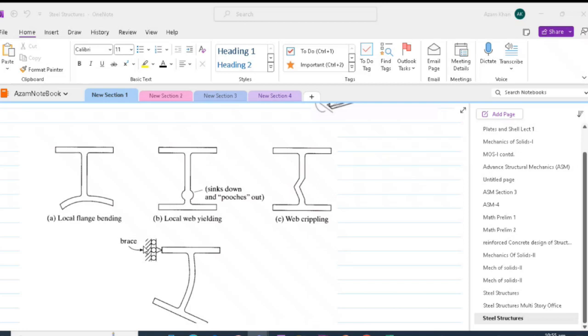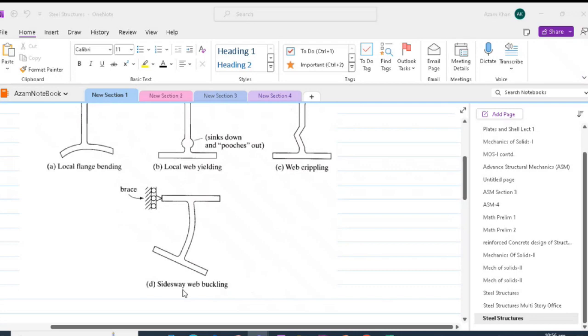Let us do some additional flange and web checks. Webs and flanges need to be checked, especially when a beam is subjected to concentrated loads. When steel members have concentrated loads applied perpendicular to flanges and symmetric to the web, their flanges and webs must have sufficient design strength against local flange bending, local web yielding, web crippling, and sideway web buckling.